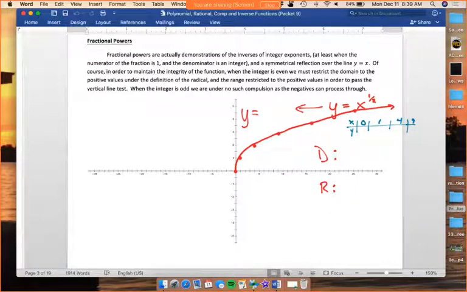Okay. Well, let's look at it this way. Y equals x to the 1/2 is the same as y equals the square root of x. What can I not take the square root of? Negative numbers. So that gives me a limitation for x. So x can't be negative. It must be greater than or equal to 0.